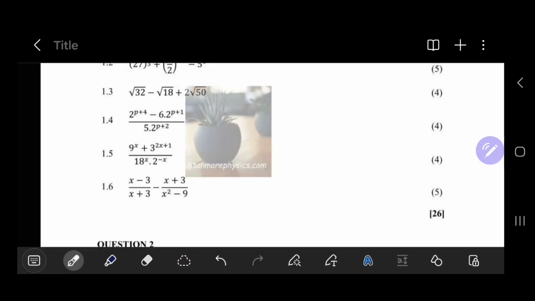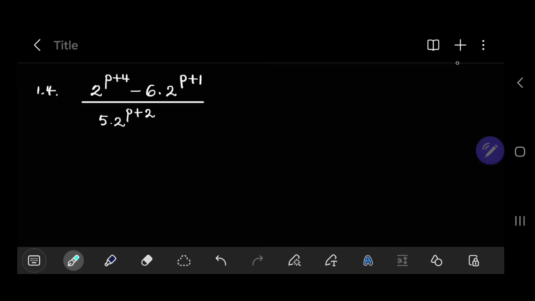Now we're on to 1.4. We've got 2 to the power p plus 4 minus 6 times 2 to the power p plus 1 over 5 times 2 to the power p plus 2. So here's what we have. And generally, what we want to do is make sure that all of our bases that have the variable as the exponent, so these bases, we want to make sure that they're all products of prime numbers. So we have 2, which is a prime number, so that's fine.